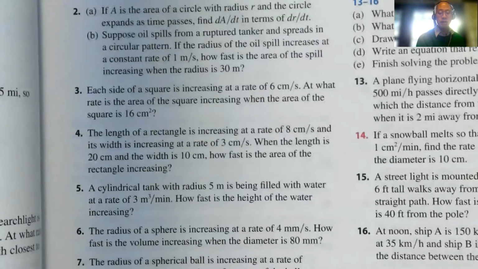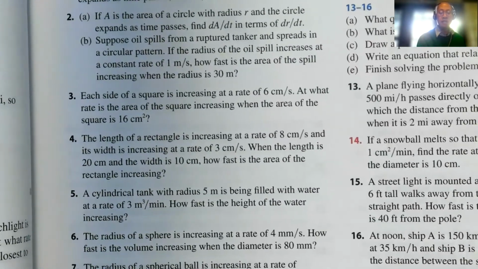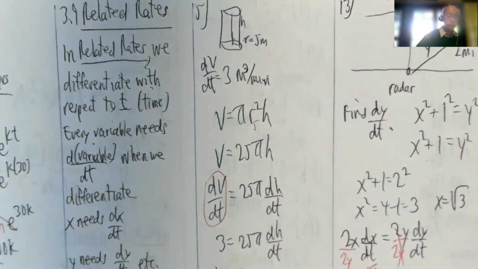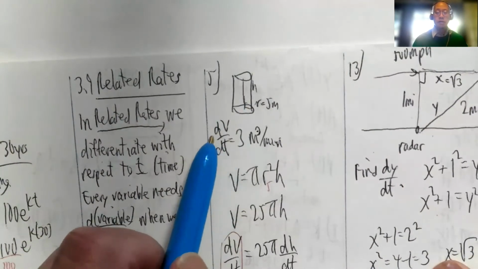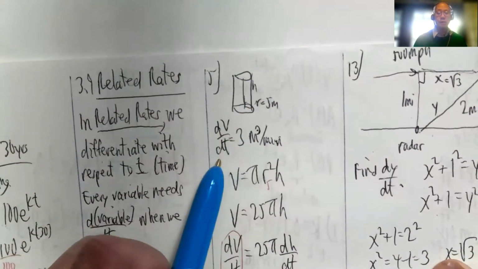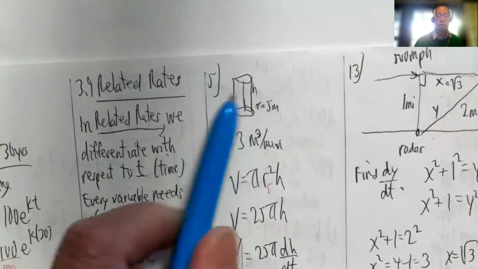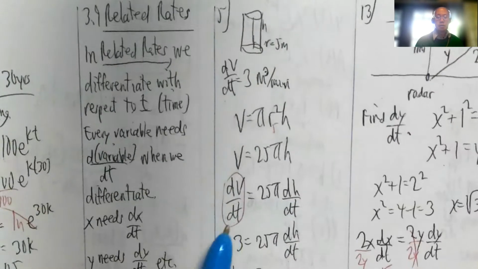Okay, problem number 5. A cylindrical tank with radius 5 meters is being filled with water at a rate of 3 meters cubed per minute. How fast is the height of the water increasing? Right, so here's a cylinder. You're told the dv dt, rate of change of volume with respect to time, is 3 cubic meters per minute. Formula for the volume of a cylinder is pi r squared h. You're given r is 5, so volume is 25 pi h.